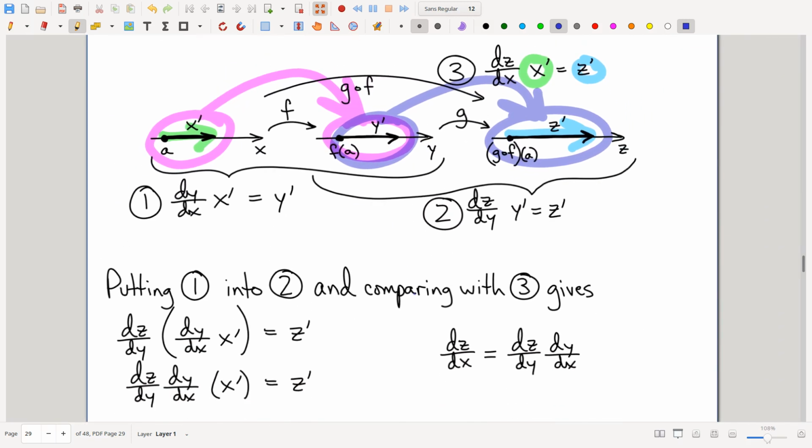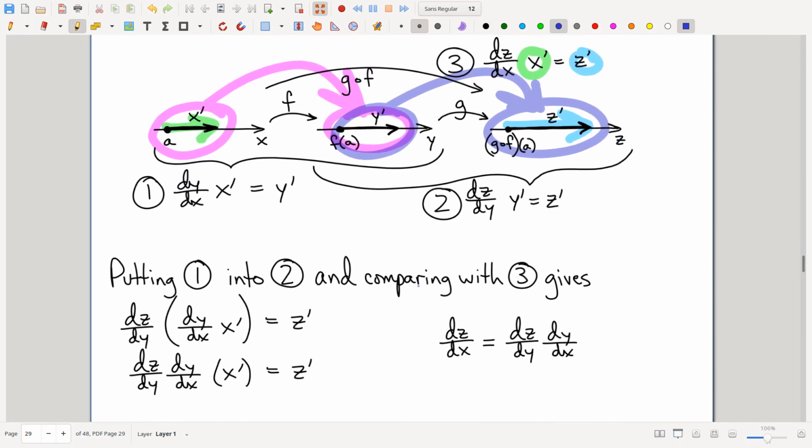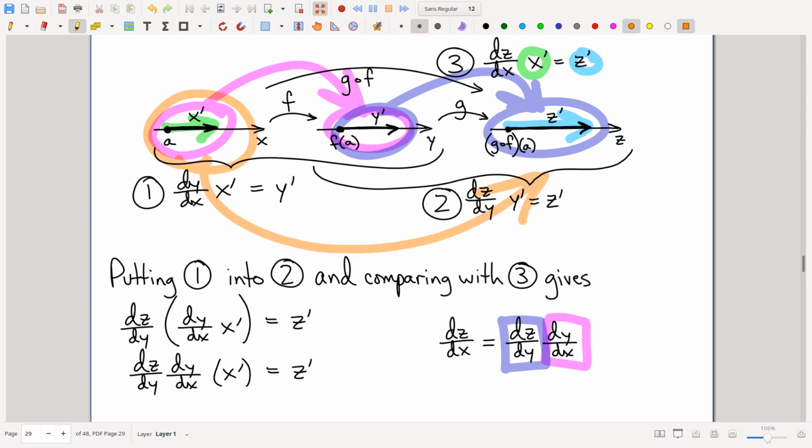Let me do it like this. We multiplied first by f prime, and then we multiplied by g prime. Altogether, that is how we turned x prime into z prime. Is that cool?